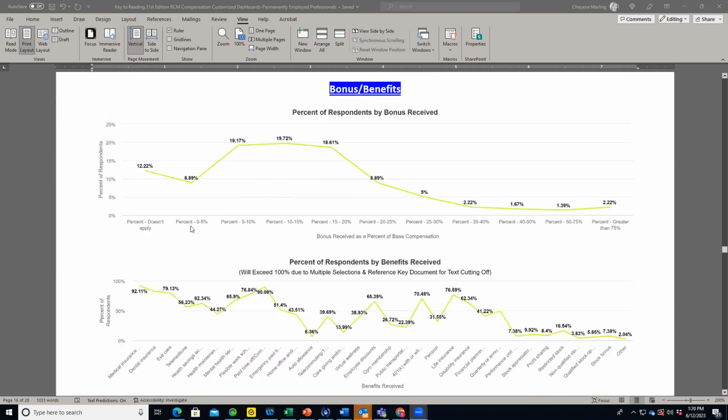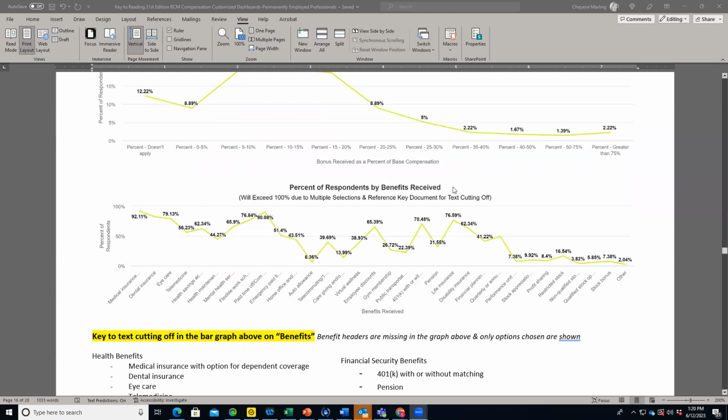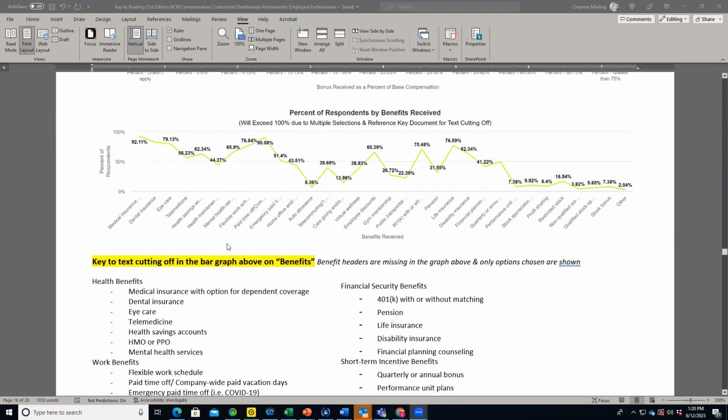So what percent received 0 to 5% bonus, 5 to 10% bonus? Then we have the different benefits received. Now this one is interesting because this particular data chart, it's cutting off like health benefits. So you don't see health benefits. The first thing you see is medical insurance.